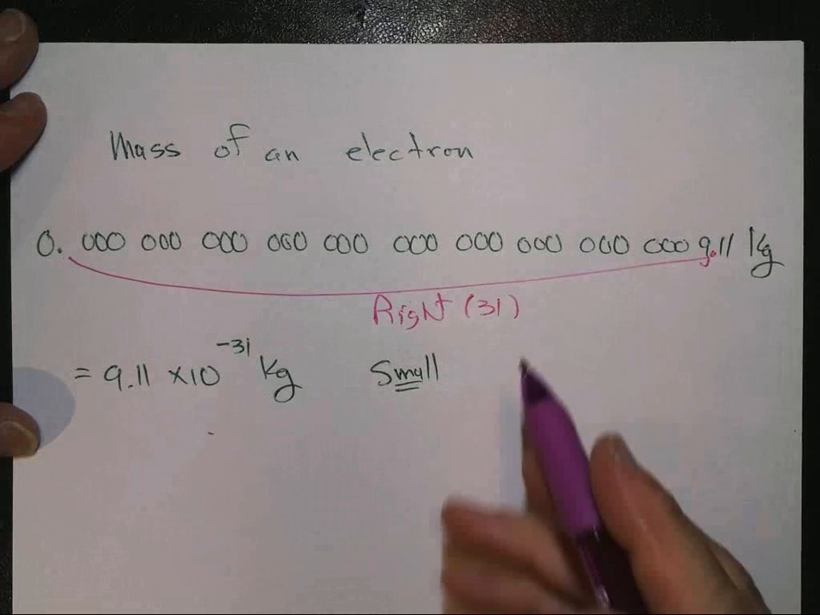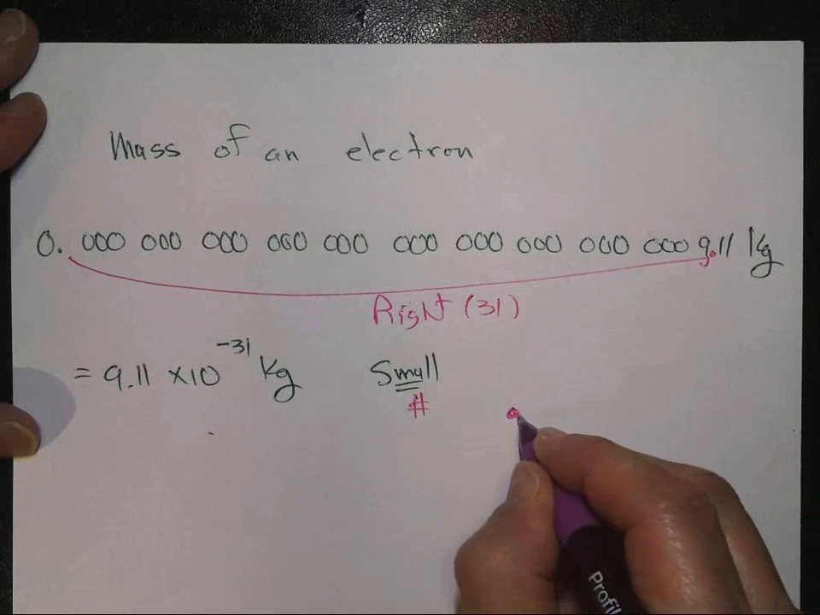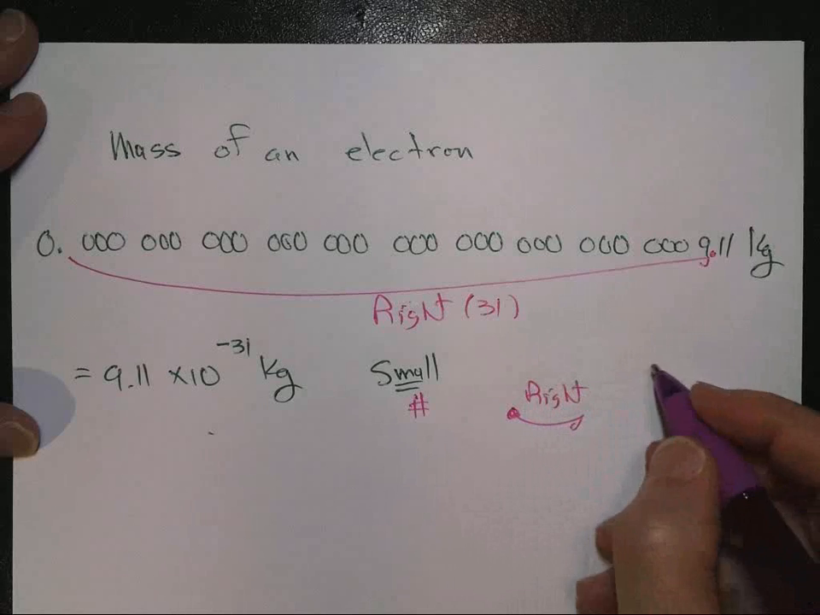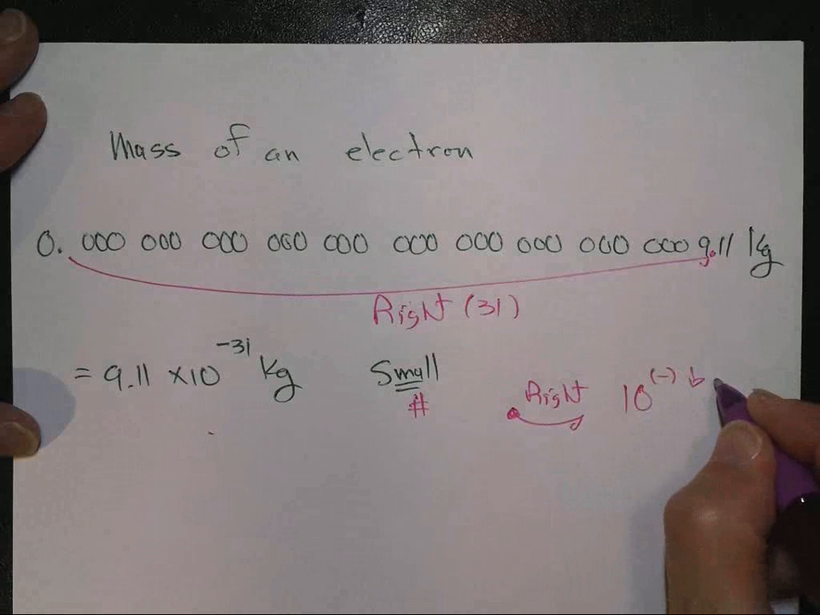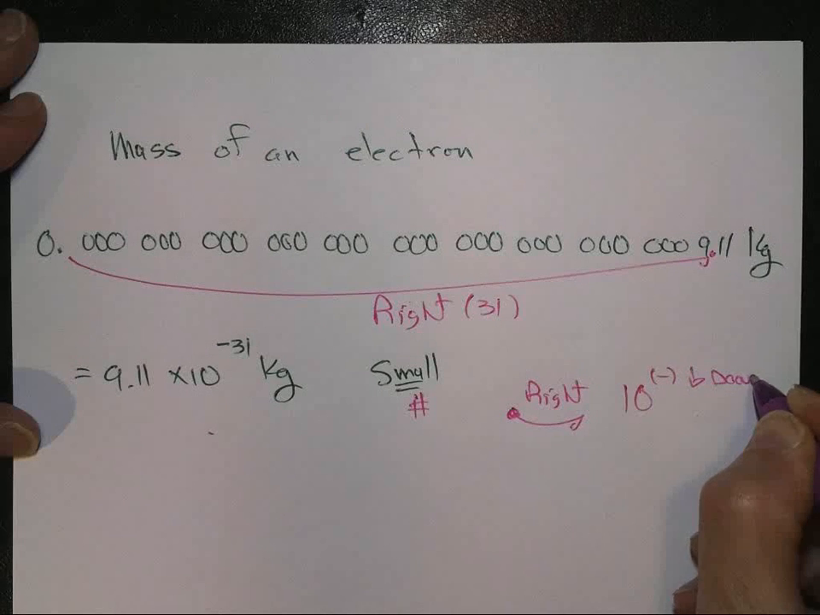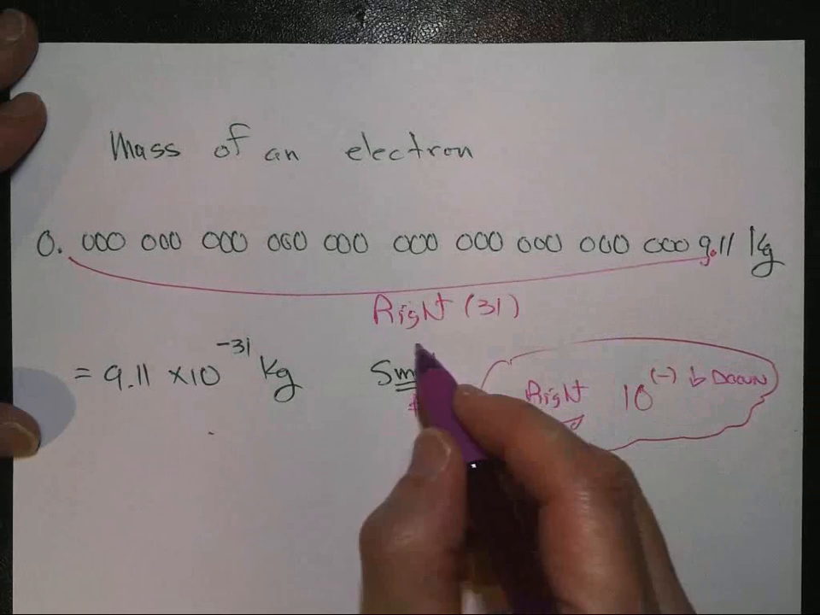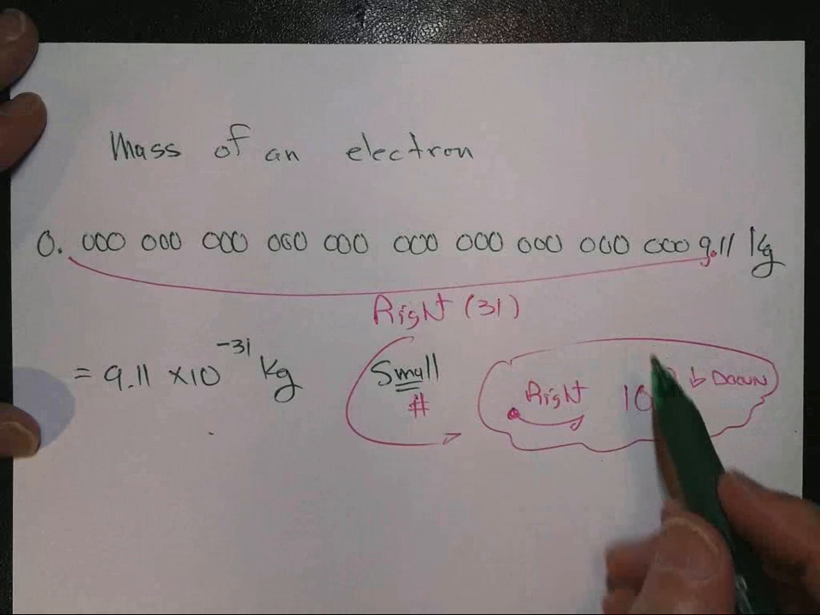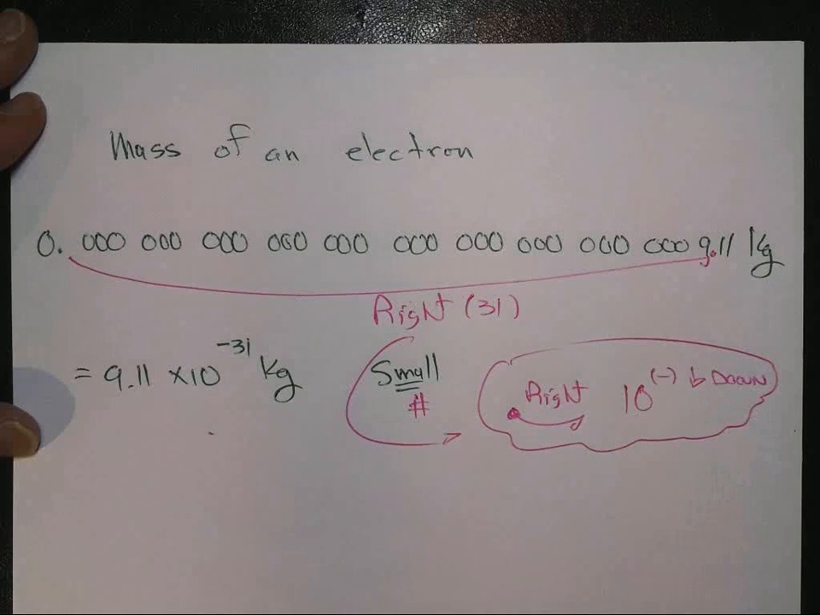Okay, now when you have a small number, you move the decimal point to the right, and the power of 10 will be negative, and that means it goes down the number of places that you moved to the right. So that's how I remember how to do this. If it's a small number, the decimal point moves to the right, so there's one non-zero digit in front of it. The power of 10 is negative, it goes down.